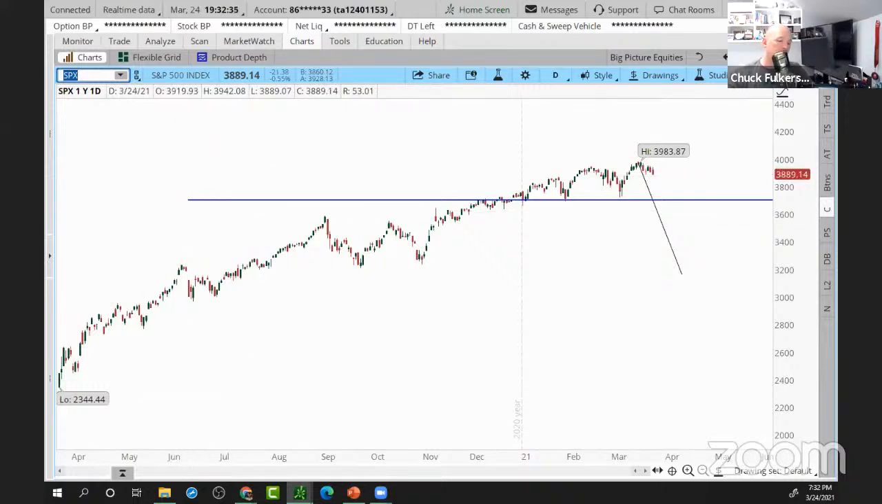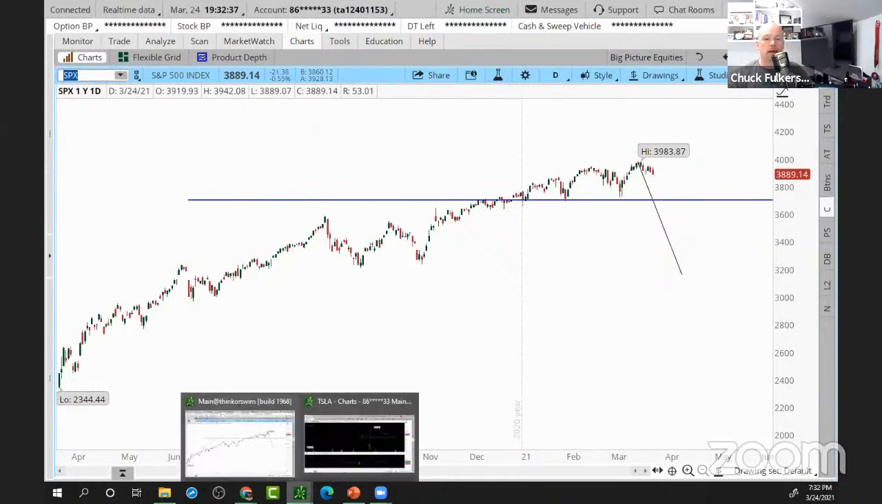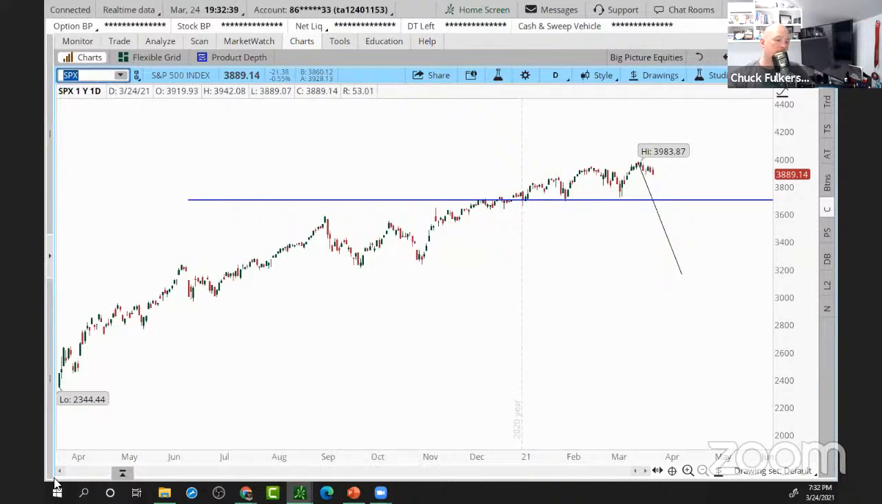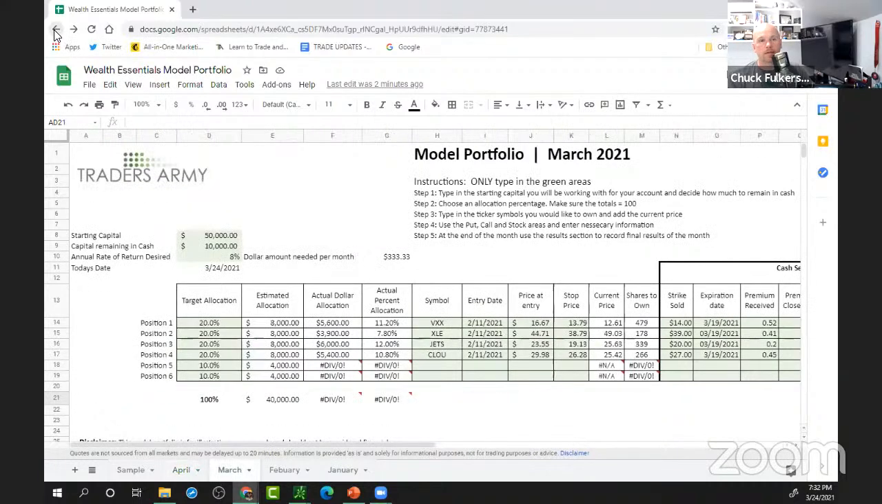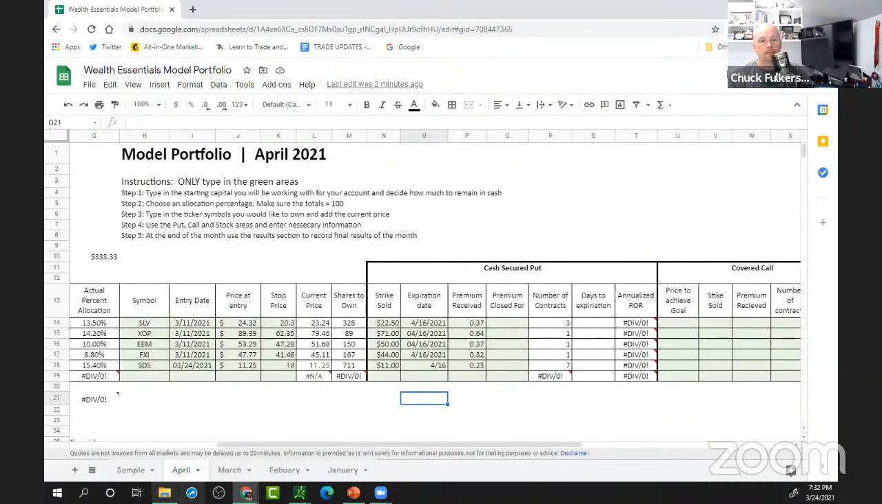Edwin, I can download this portfolio and I'll throw it in the chat box so you guys all have a copy of it. It's available on the website. You guys can see it on the website, but I'll download a copy of it so that you guys can have it. So, all right. But does that make sense? Any questions on this? Going once?